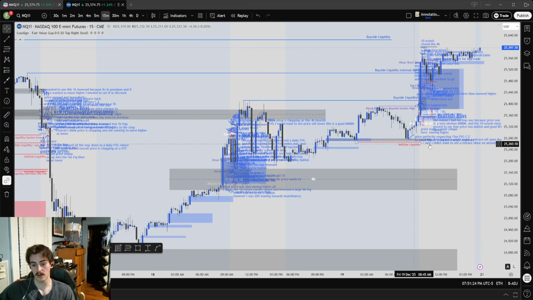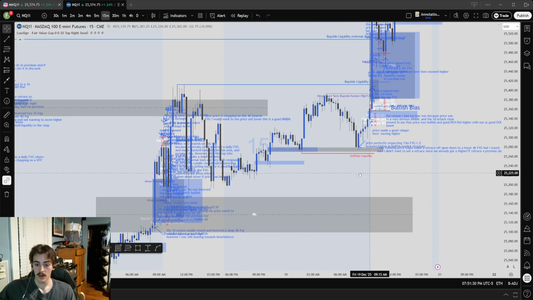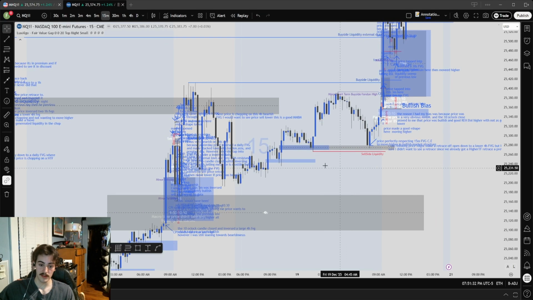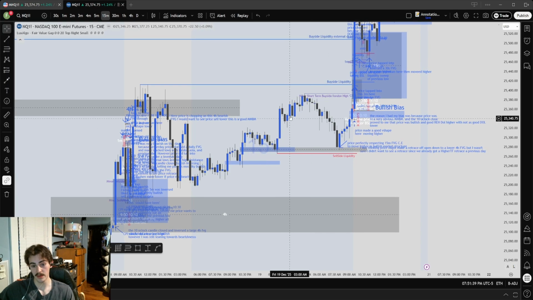I start by marking out all my highs and lows. We had this London low here. That's London low. I could have seen this get swept, but however, we were perfectly respecting CE of this fair value gap on the 15-minute time frame to move higher, and then we come back for a retest of this 15-minute to move higher again, perfectly respecting consequent encroachment there.